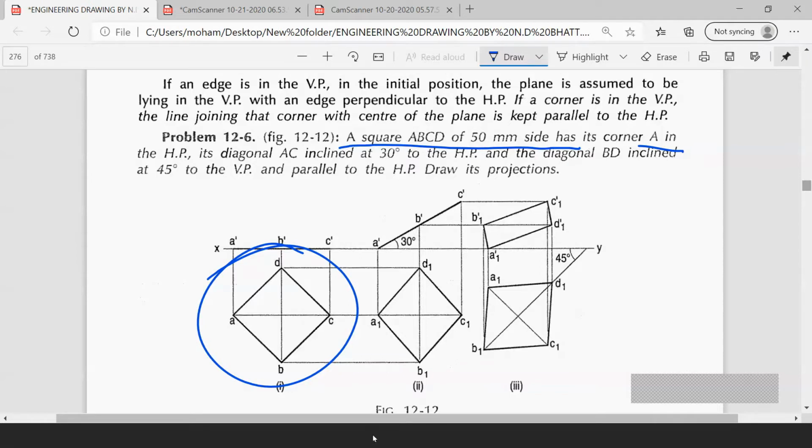Just explaining how this concept is running. Just I'm explaining. This is the square ABCD. Okay, see in the camera. This is the square ABCD. Is it clear now? Is it visible?